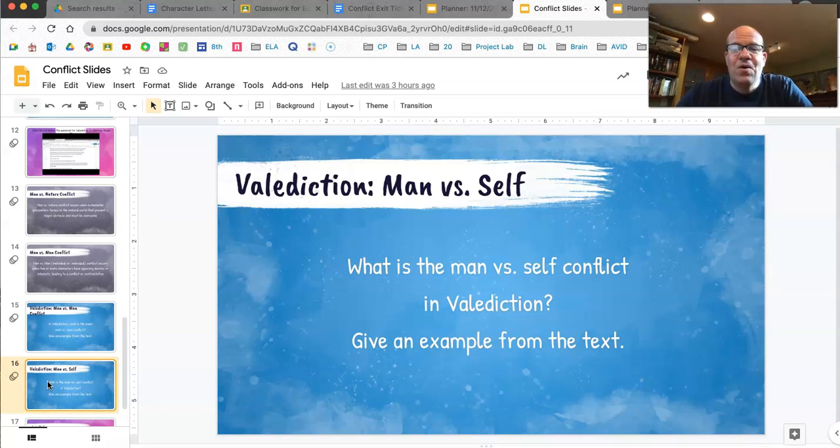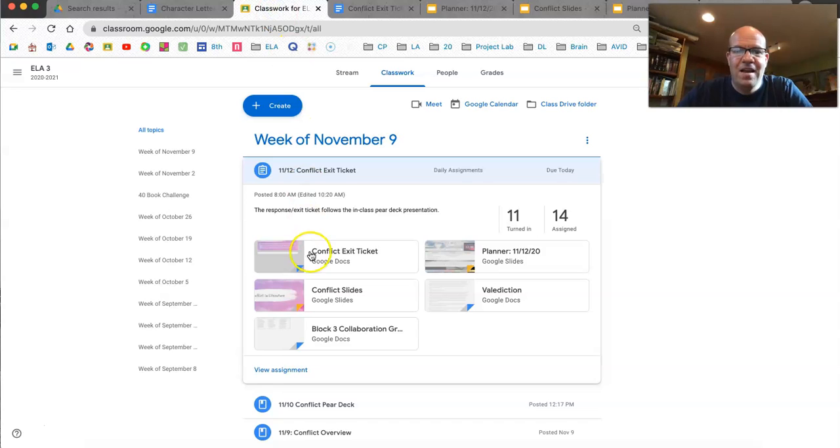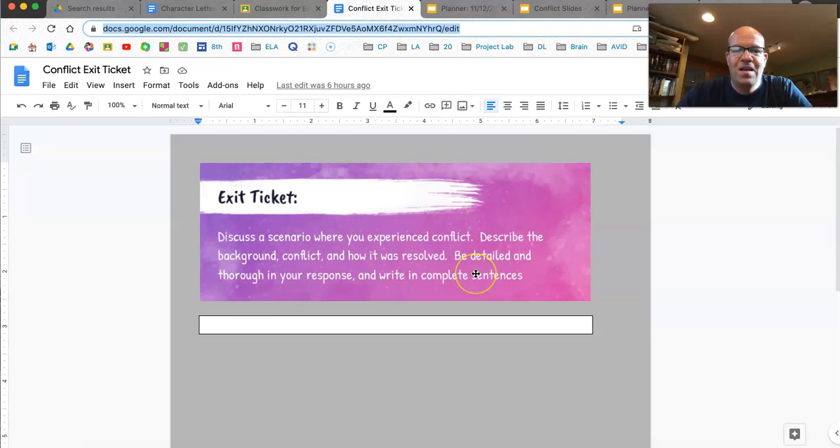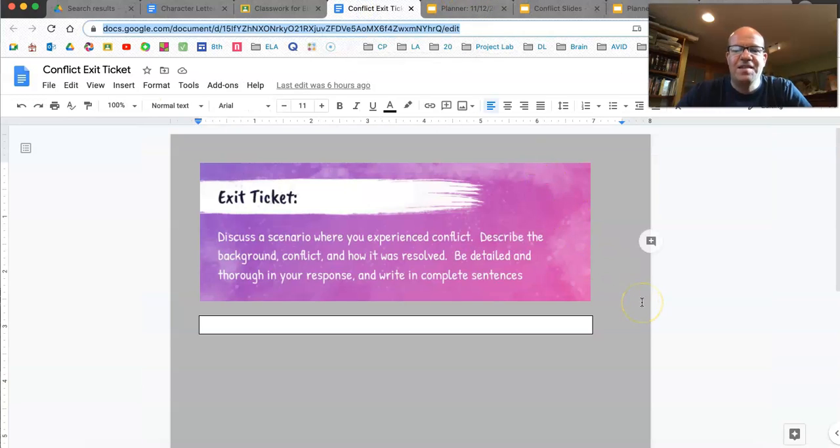All right. So today's class ends with an exit ticket. Now, this is something that you will find in Google Classroom. Okay. And it's right here, the conflict exit ticket, and it looks like this. So it's that same slide from the slides, truncated a little bit. So discuss a scenario where you experienced conflict. Describe the background, conflict, and how it was resolved. It's not a 1 or 2 sentence answer. Like, you want to tell a story here.